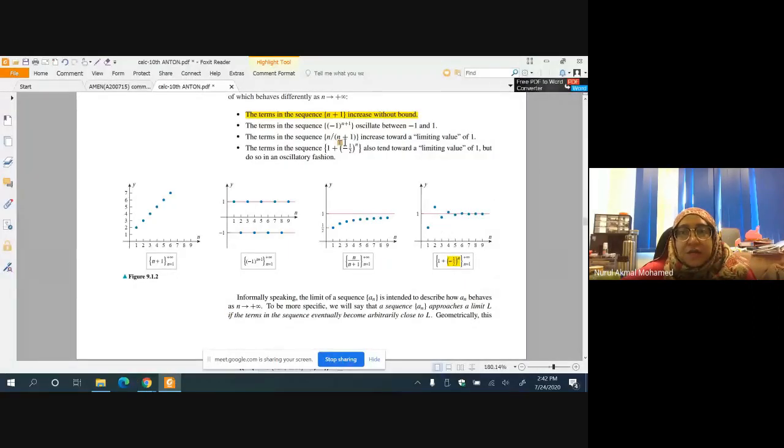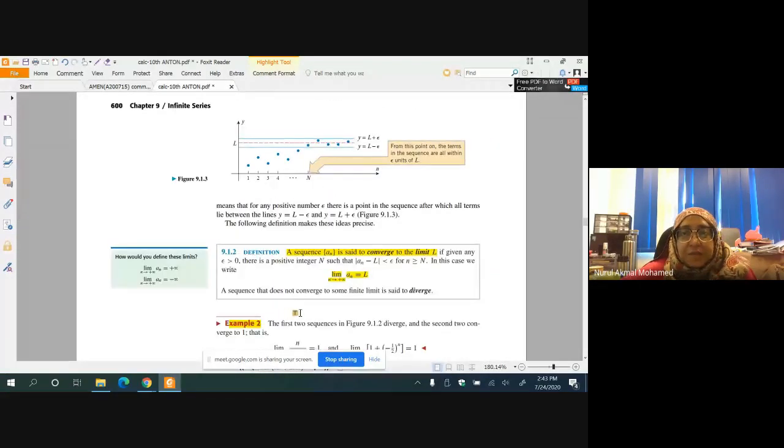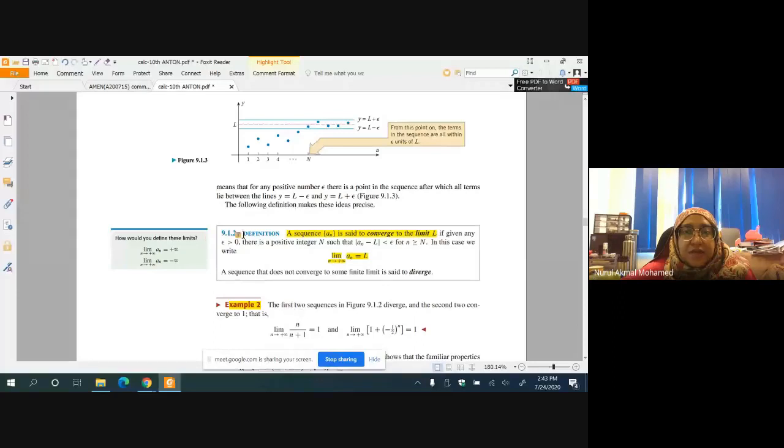Okay, so that's why for the term 1 plus that, the limit value will be 1 plus 0. Sorry, 1 for the limiting value. Okay, so it is for the fourth case. Okay, next we have the definition.